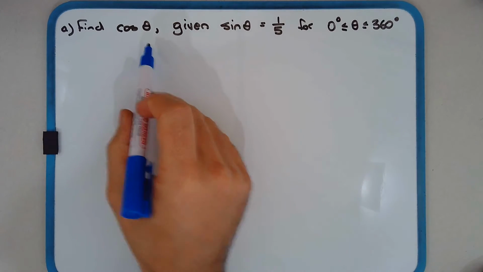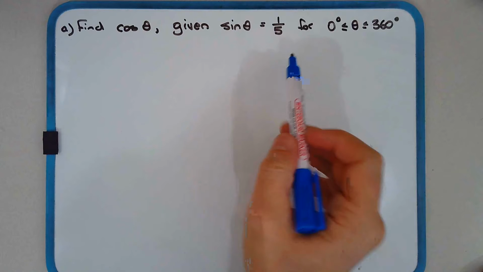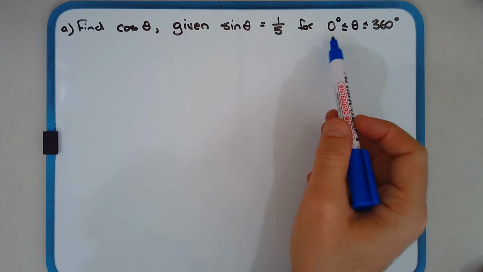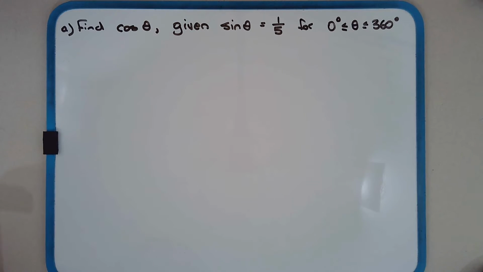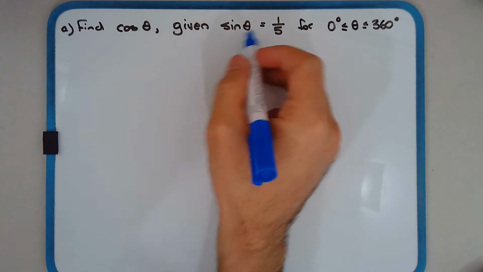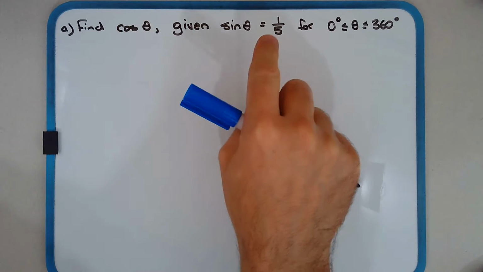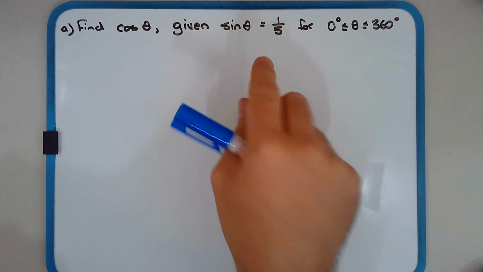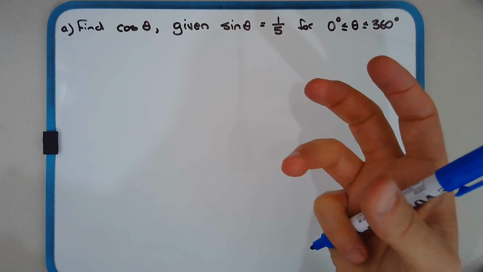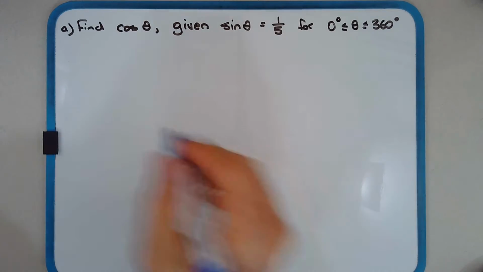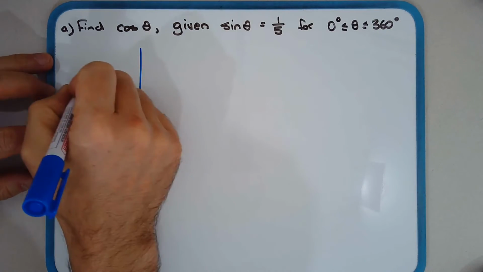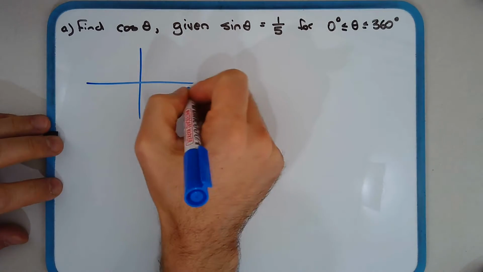Find cos of theta given sine of theta equals 1 on 5, for theta between 0 degrees and 360 degrees. Looking at the ratio, sine of theta equals 1 on 5, it's positive. That means theta itself could be either in quadrant 1 or quadrant 2. I might just draw a quick diagram here so we can visualize what's going on.